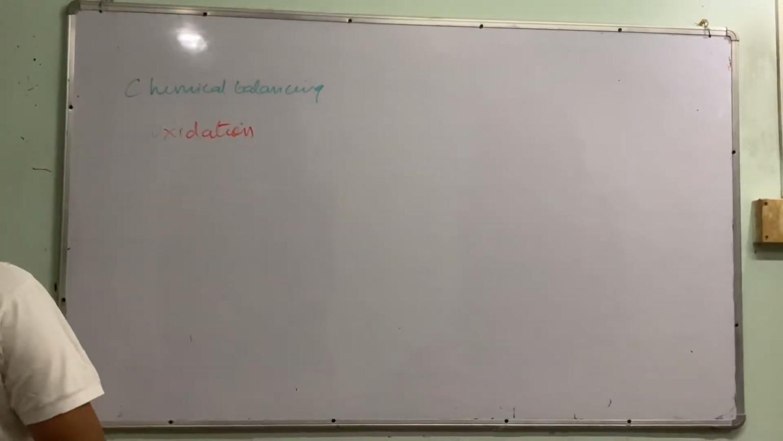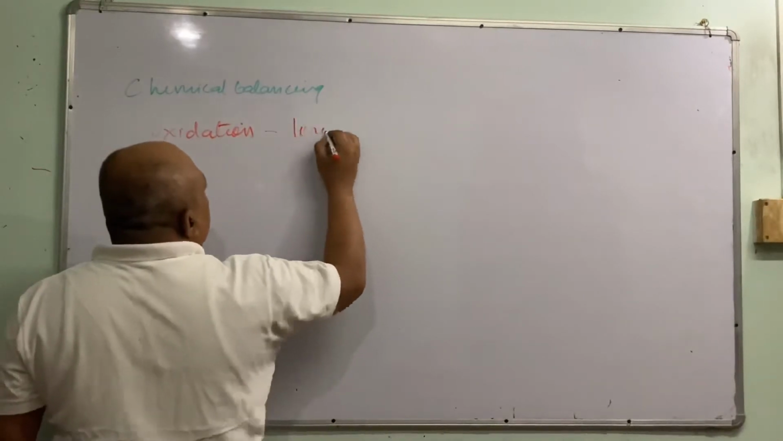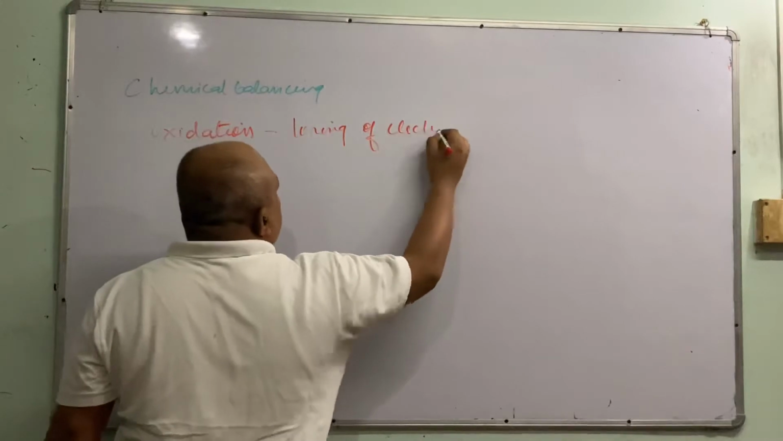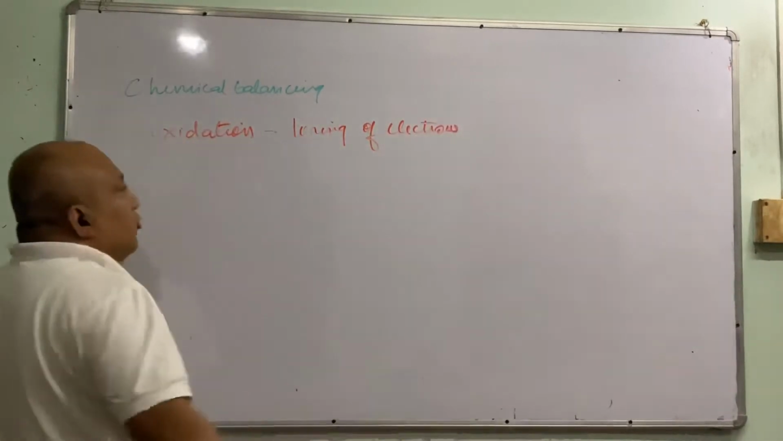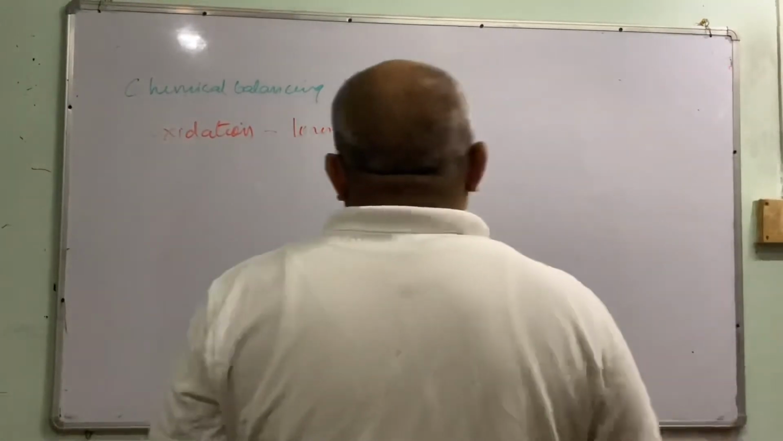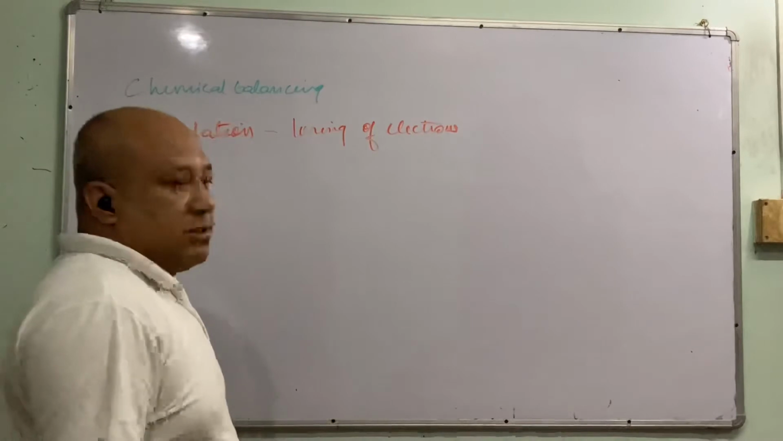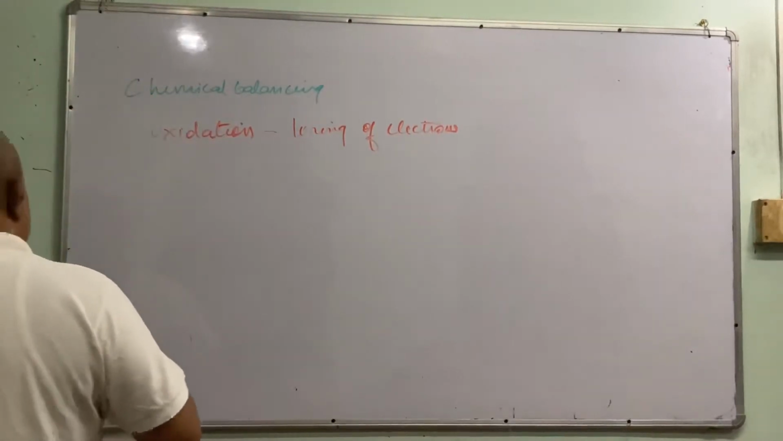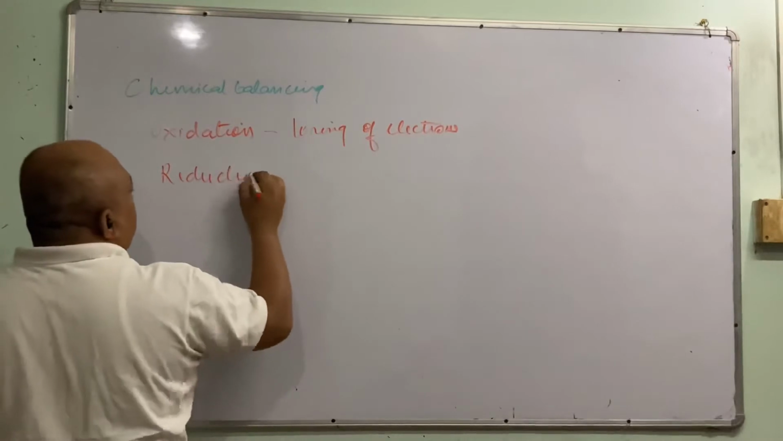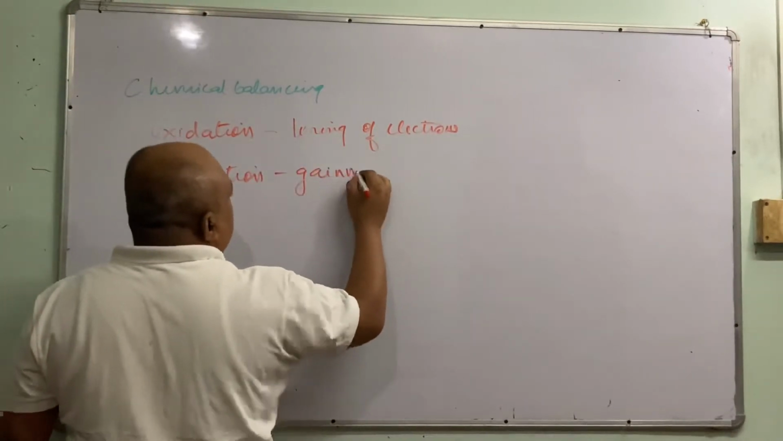oxidation reaction. Oxidation is nothing but the losing of electrons. Don't try to know much from the environmental point of view. It is just the losing of the electrons. And another one is called reduction. Reduction is gaining of electrons.